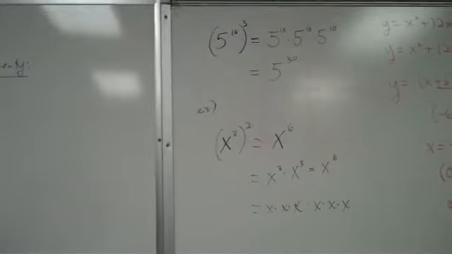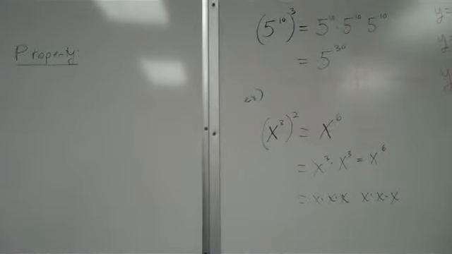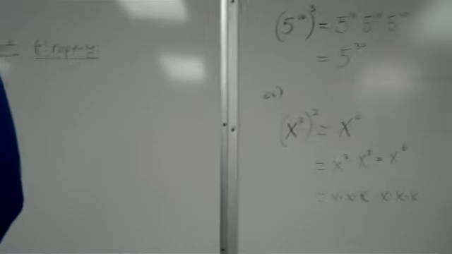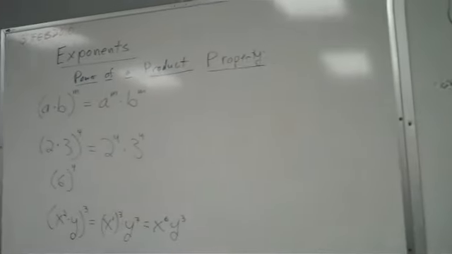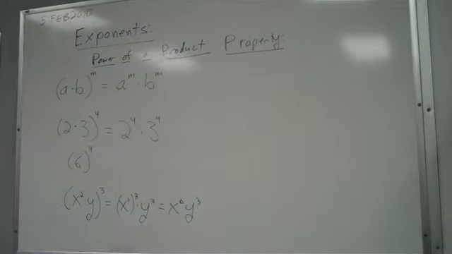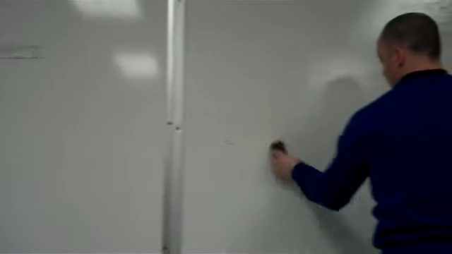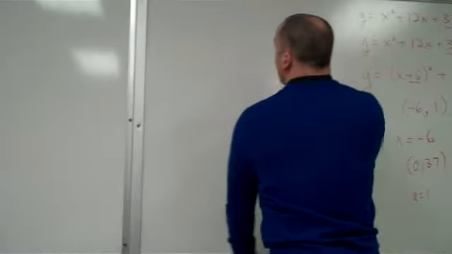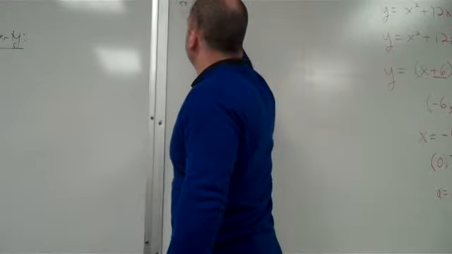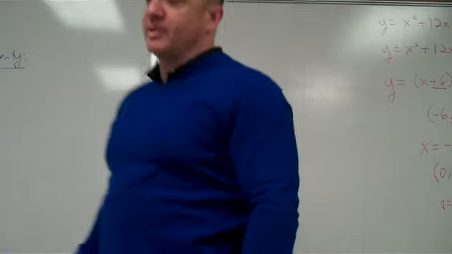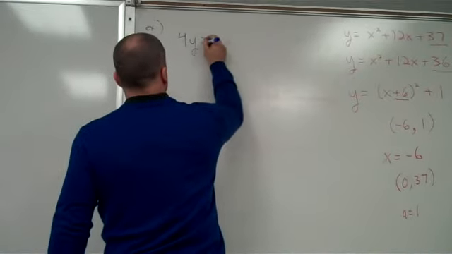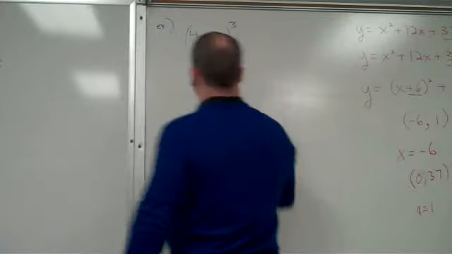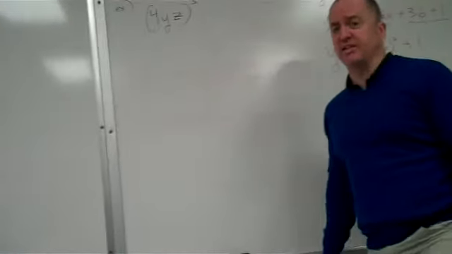So now, let's look at some examples that get a little bit uglier and involve some variables. Okay. Now, here's an example, pulling from the book, though I'll change them a little bit. 4 times y times z, whole thing cubed. 4 times y times z, the entire thing cubed.